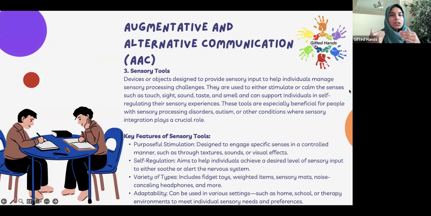Sensory tools. These are devices or objects designed to provide sensory input to help children manage their frustration. Sensory processing challenges lead to frustrations and behavioral issues, right? So these tools can calm them. Sensory, as we know, relates to the senses.